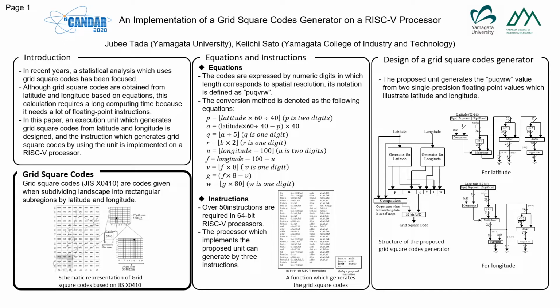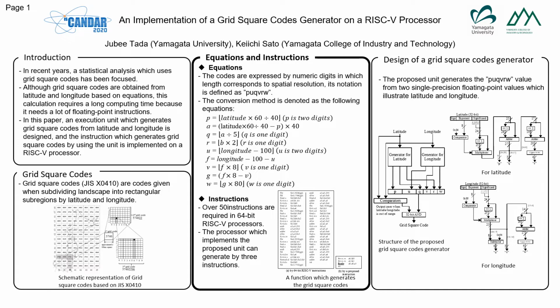At first, I will talk about grid square codes. Grid square codes are codes given when subdividing landscape into rectangular subregions by latitude and longitude. In this study, grid square codes based on JIS X0410, specified as Japanese Industrial Standards, are used. The codes are expressed by numeric digits in which length corresponds to spatial resolution. Its notation is defined as PQRUVW.